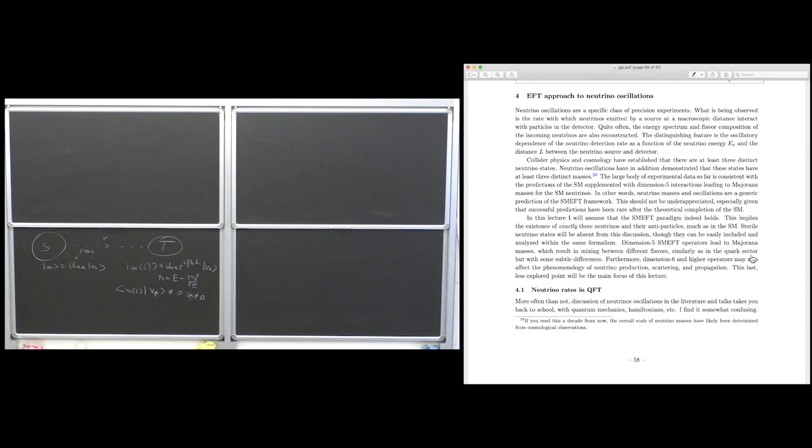So what I'll do here is just sketch that in principle it is possible to do this analysis systematically, but then you have to abandon this cartoonish picture of quantum mechanics and states, and just do quantum field theory, as we usually do. So let me just erase this, because that's not going to be needed.